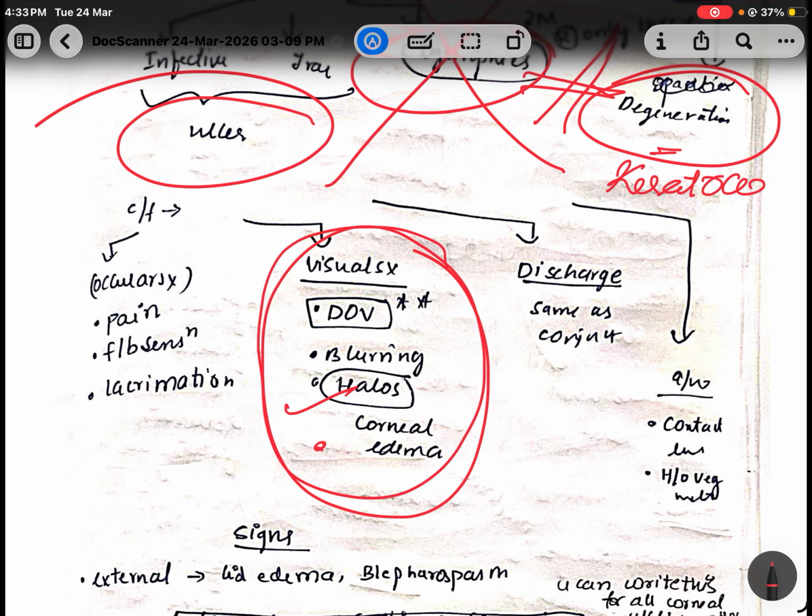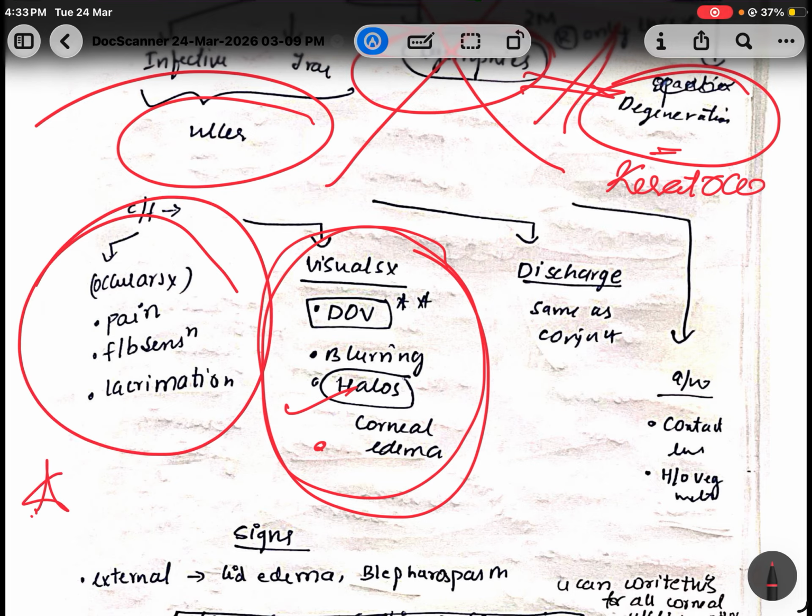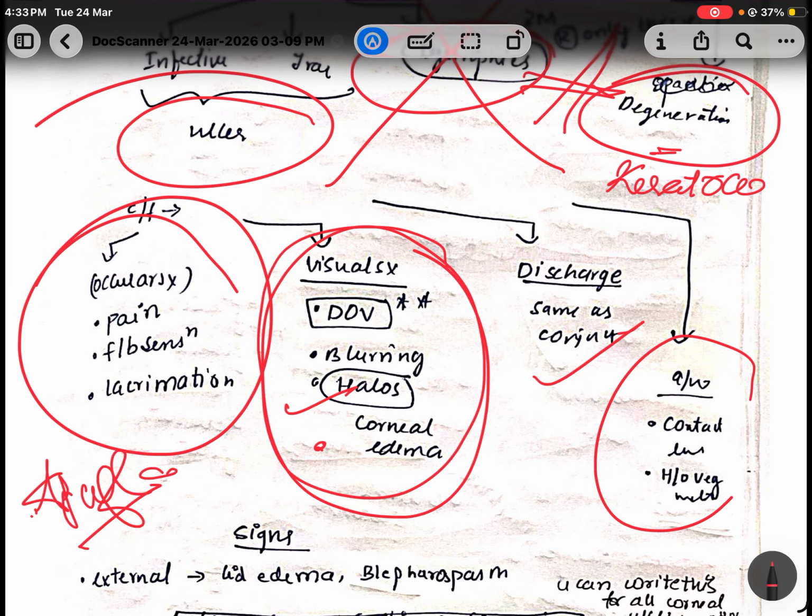Then, since it's infective or traumatic, all the signs of inflammation you can write there. Whatever I have mentioned can easily be mentioned here. Then the discharge, based on that you can mention. And the associated history, to come to a proper provisional diagnosis, if you want, you can mention.